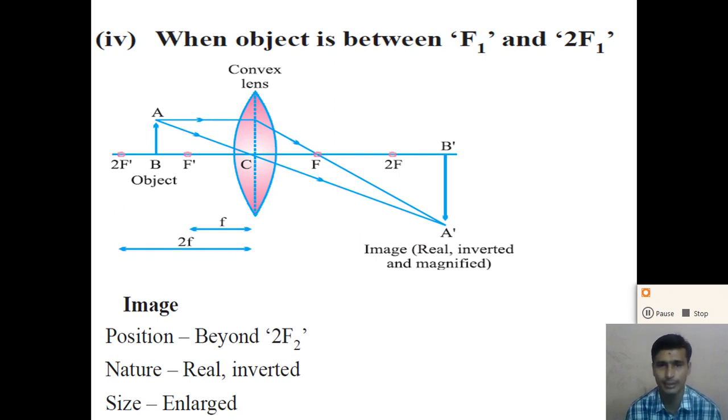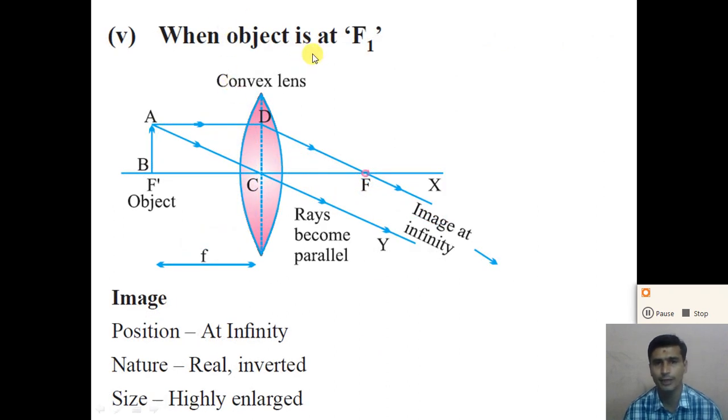So understand, dear student, when the object is placed between F1 and 2F1, the image will be produced beyond 2F2 on the other side of the lens. The nature of the image is real and inverted, and the size of the image is larger than the object. So next is when the object is at the principal focus.